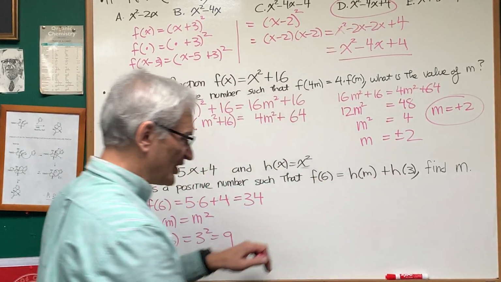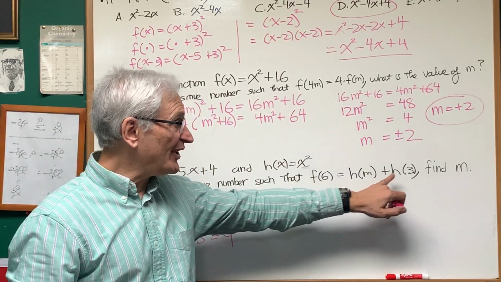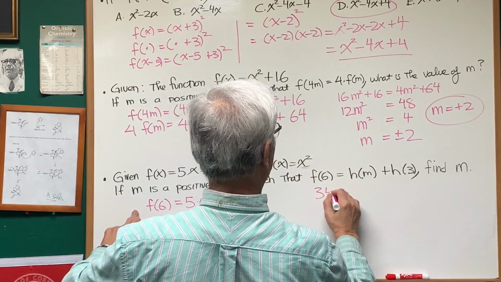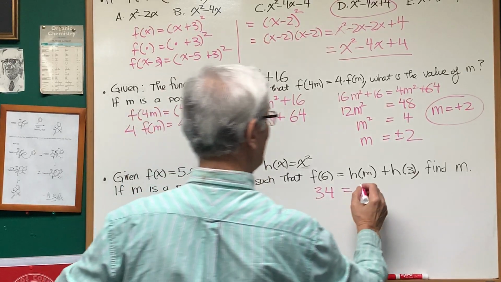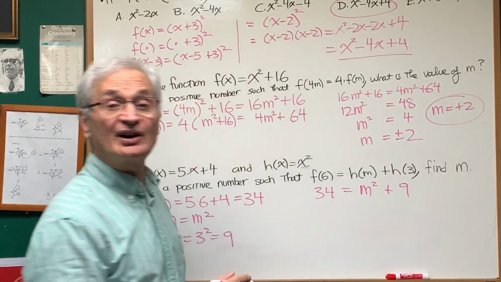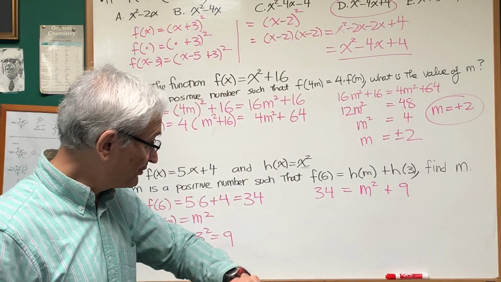So I'm given this expression, f of 6 is equal to h of m plus h of 3. f of 6 is equal to 34. h of m is equal to m squared. And h of 3 is equal to 9. Okay, we just made simple replacements.